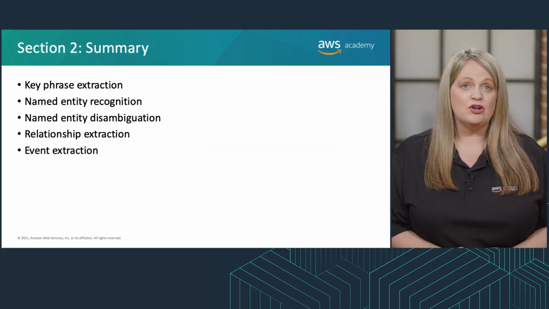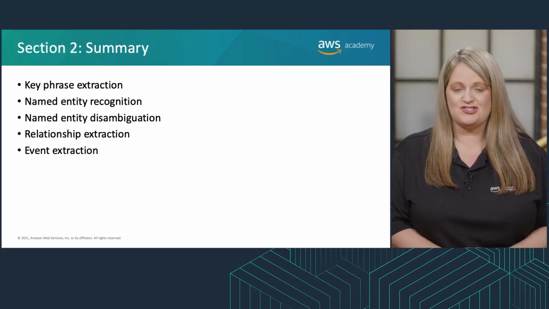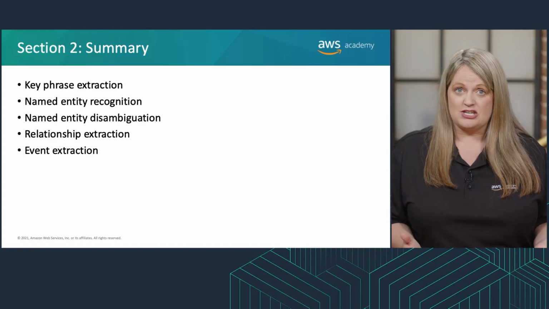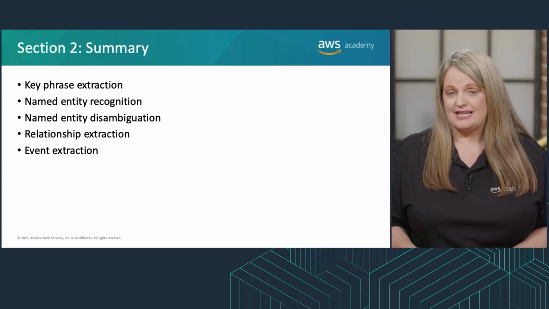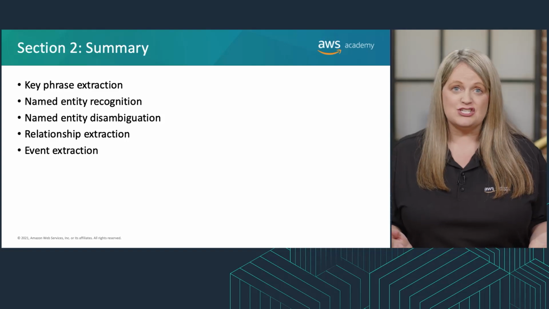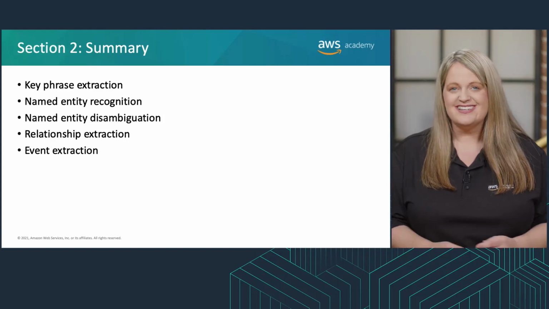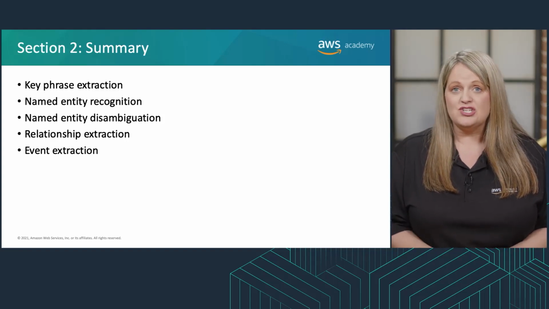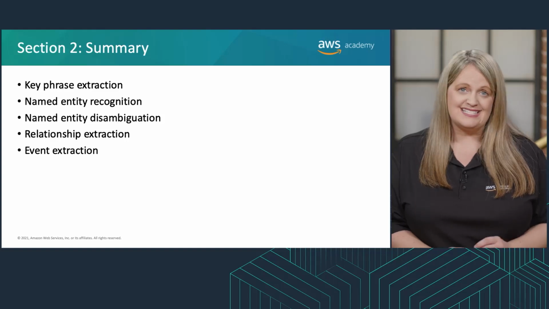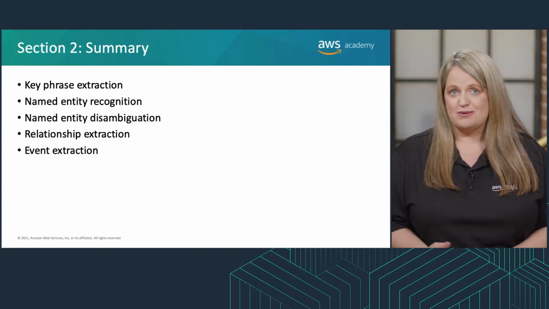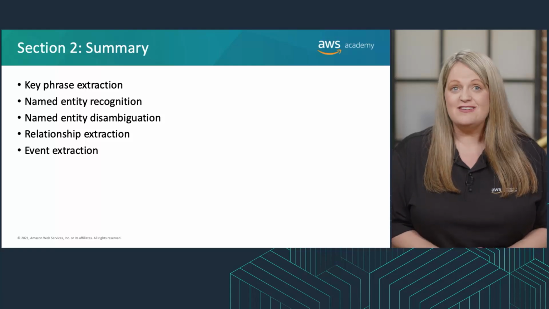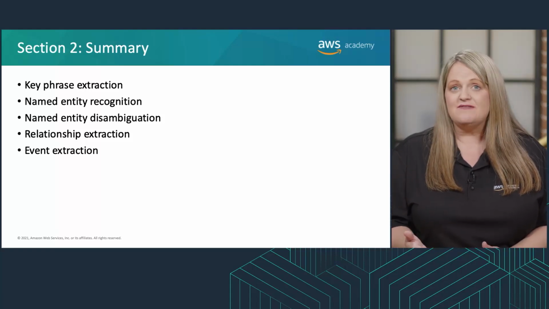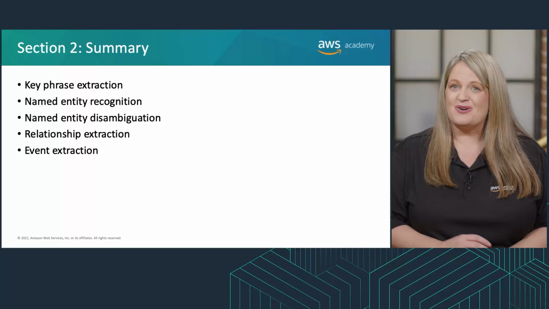In this section, you learned 5 different types of information extraction. Key phrase extraction finds the useful words or phrases from text. Named entity recognition identifies entities such as people's names or locations. Named entity disambiguation uniquely identifies entities in text. Relationship extraction deals with relationships between entities. And finally, event extraction is about finding events in text such as stock splits or IPOs.